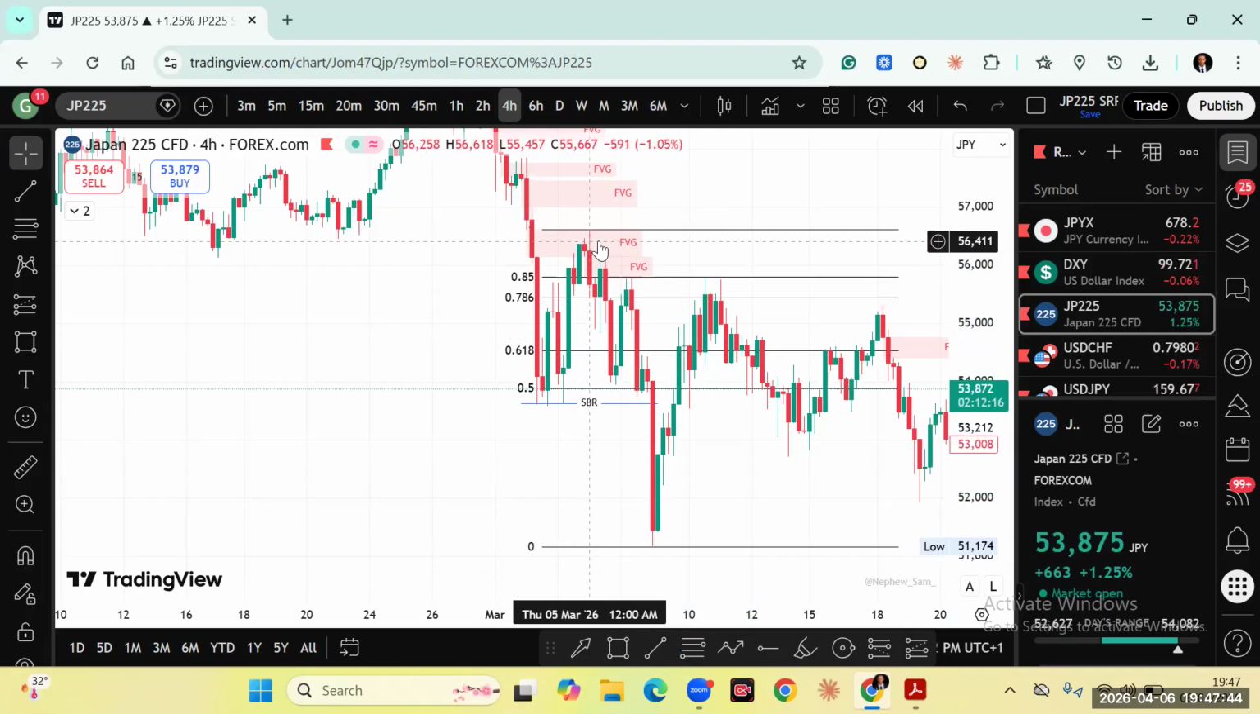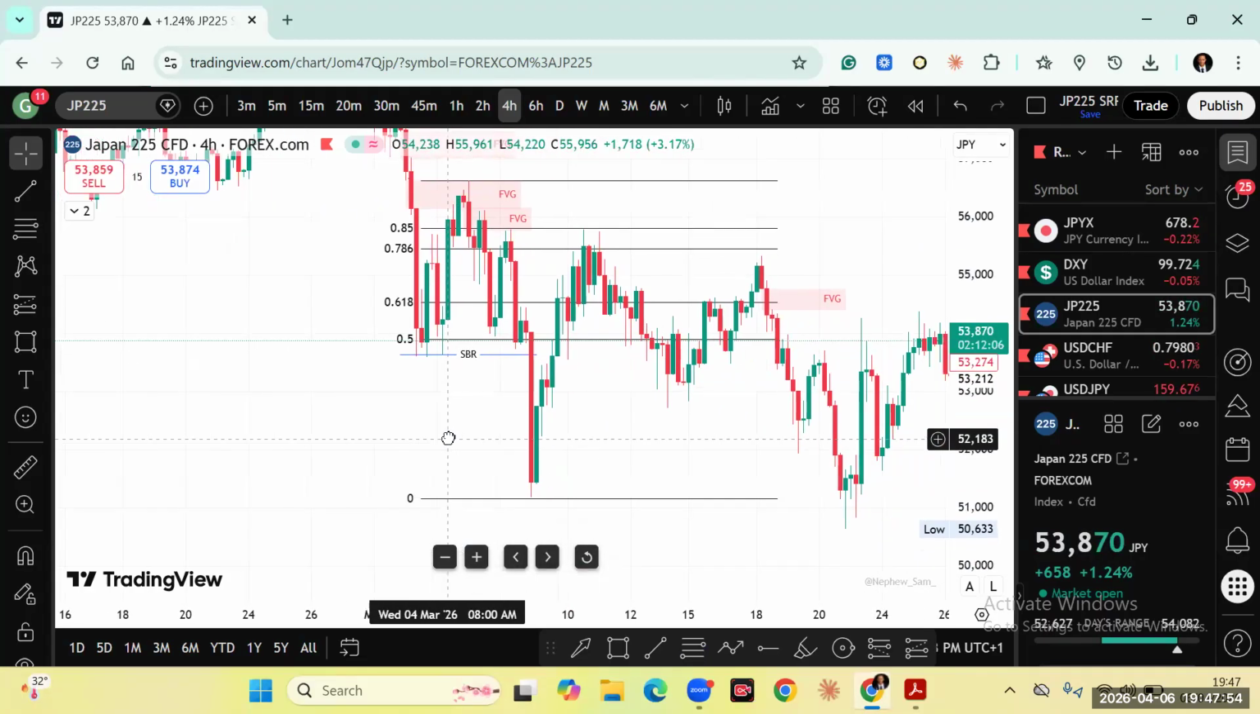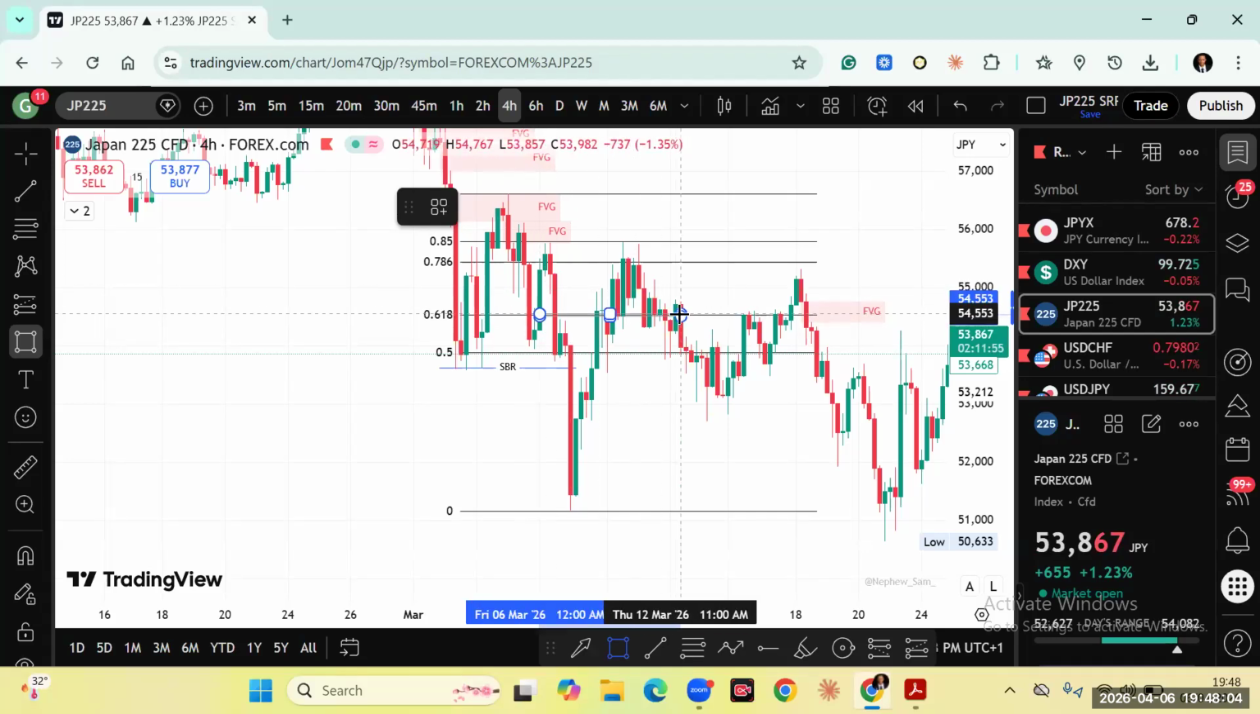So this is the full range. This is the high. This is the equilibrium. You don't do anything. You can see price came to equilibrium. You don't do anything here. And this is the low of the range. So what do you wait for? You wait to sell at the premium zone. For sell, you sell at premium zone. For buy, you buy at discount zone. And premium zone for me starts at 0.618 to 1.